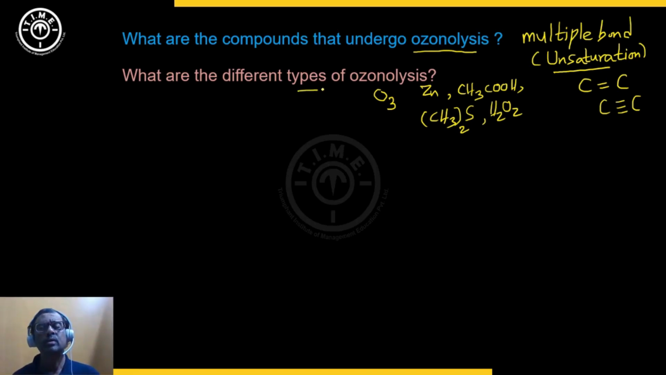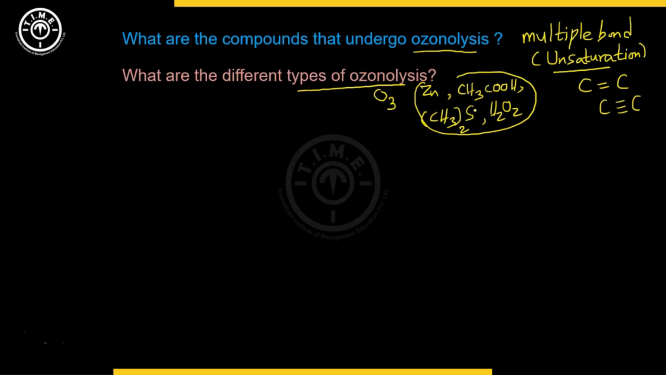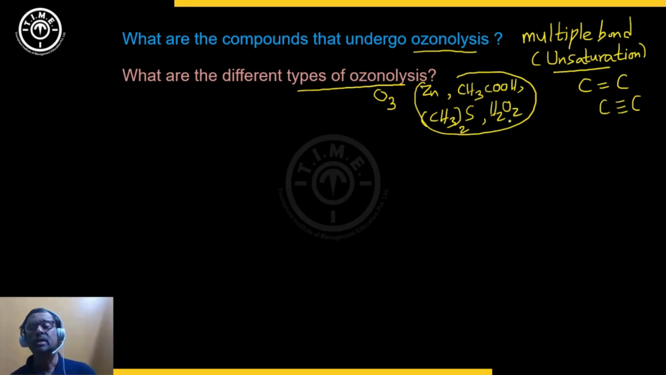So different types of ozonolysis will have different combinations of O3. Either O3 with zinc or acetic acid or methyl sulfide will give one type of ozonolysis, and O3 with H2O2 is going to give a different type of ozonolysis. Ozonolysis with zinc and acetic acid or methyl sulfide is called reductive ozonolysis. We'll check what these are. In fact, today's session will concentrate mainly on reductive ozonolysis. There is also an oxidative ozonolysis, which we'll take up in the forthcoming sessions.